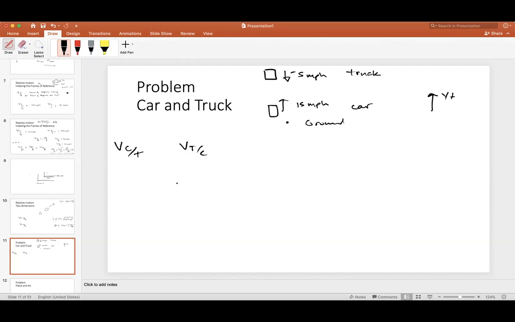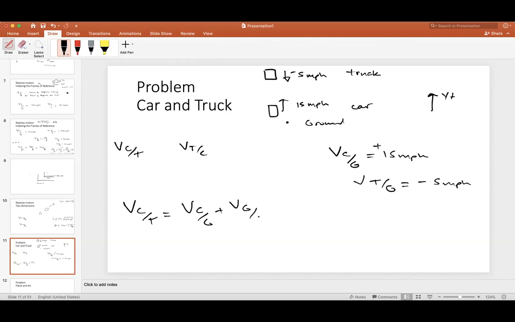So first things first, we know the car relative to the ground, the ground is at rest, is 15 miles per hour, positive. And the velocity of the truck relative to the ground is negative 5 miles per hour, okay? And what we want to know is the car relative to the truck. So car relative to truck is the velocity of the car relative to the ground, plus the velocity of the ground relative to the truck. Car over ground, ground over truck.